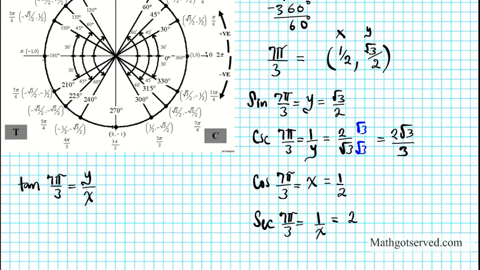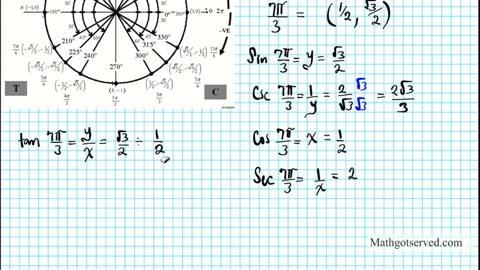So we have to be really careful here. This is where people make a lot of mistakes. So we're gonna write this horizontally so we do not get confused. Okay, so y is root 3 over 2 divided by 1/2. When you're dividing, it's the same thing as multiplying by the reciprocal of what you're dividing by. So I'm going to change this to root 3 over 2 times 2 over 1.